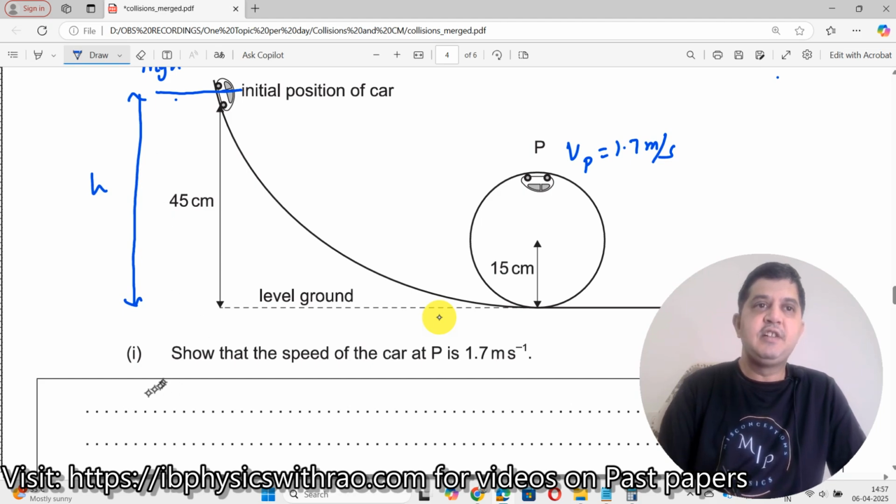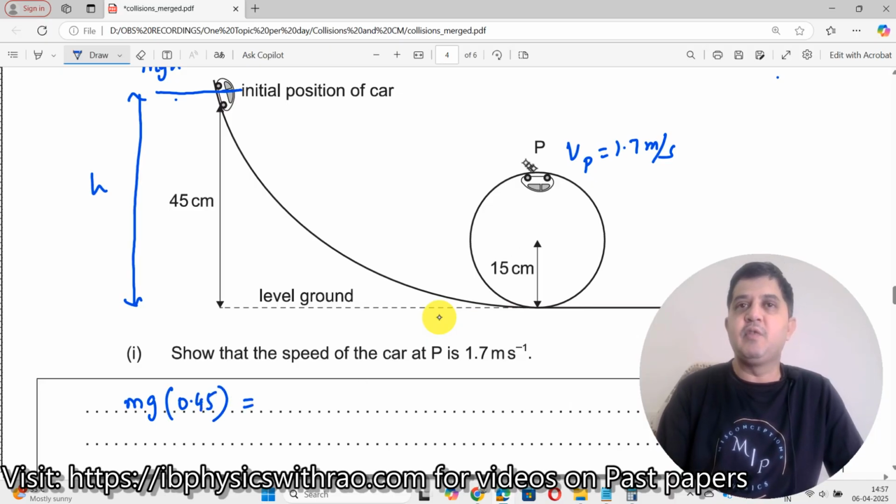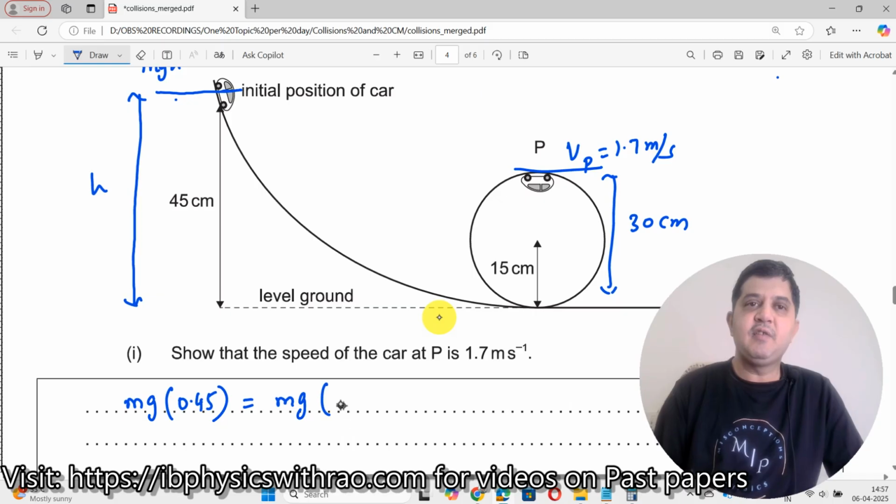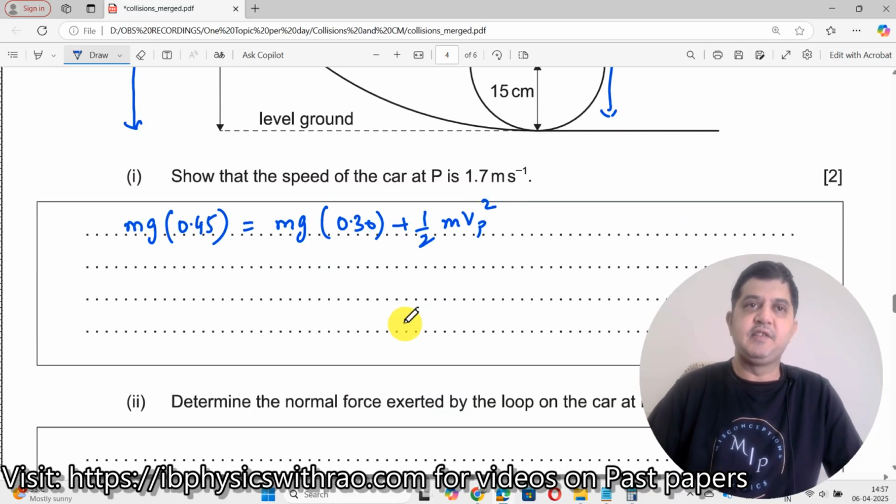Energy here should be equal to mg into 0.45 meter. mgh should be equal to the energy here. What is the total height at the top? 15 centimeter plus 15 centimeter, so the total height here is 30 centimeter. So I can write this as mg into 0.30 plus half m vp square. Thus, we will find out this value.